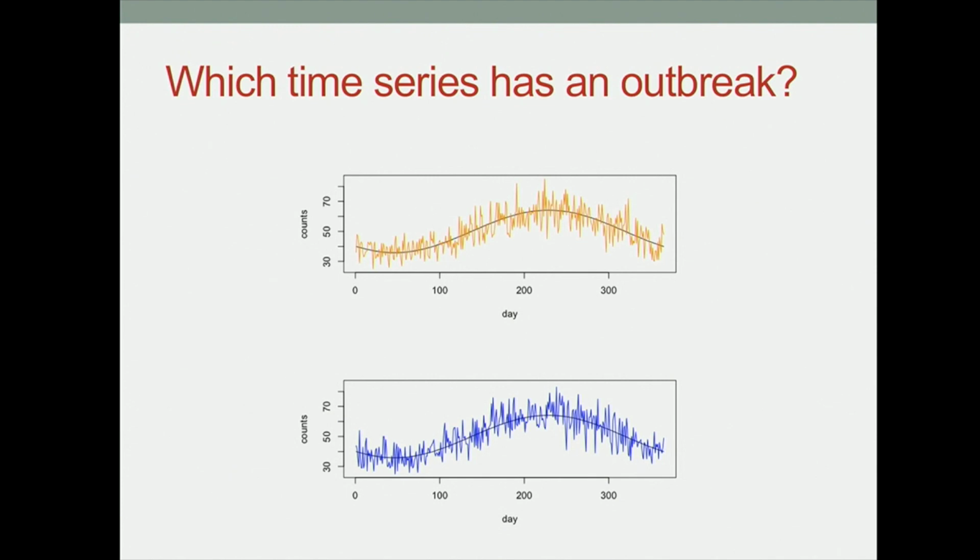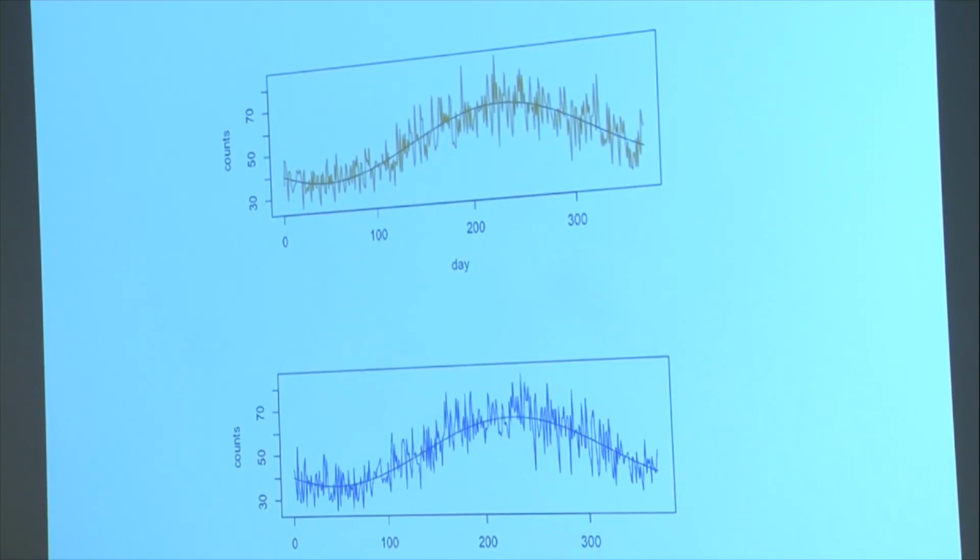And here is an example of why disease outbreak detection is hard. So this is a time series. These are simulated data sets, synthetic data. And this black curve here is sort of the baseline risk. It's something that changes with the season, like maybe the flu or something like that. And I simulated some data using the baseline risk. And then also, one of these data sets has an outbreak.